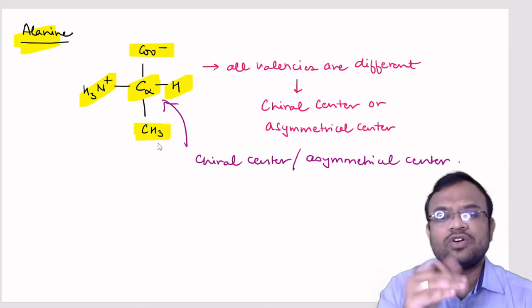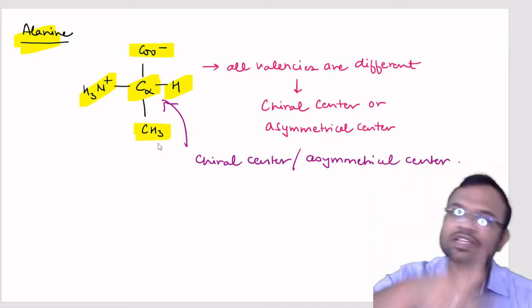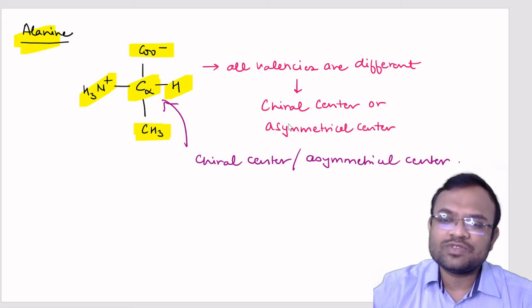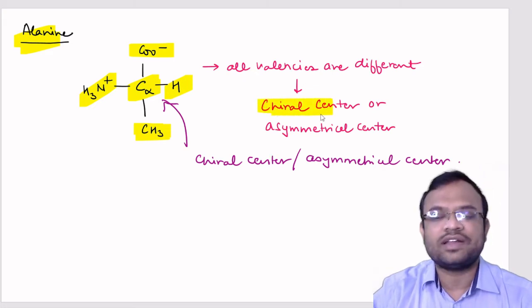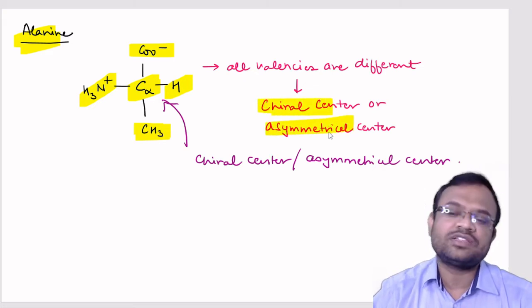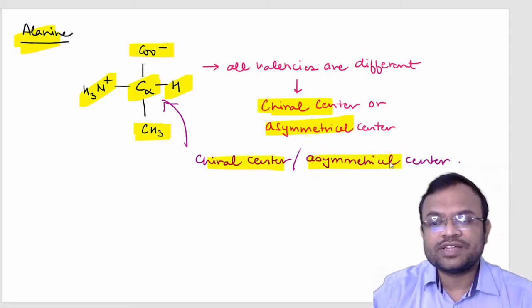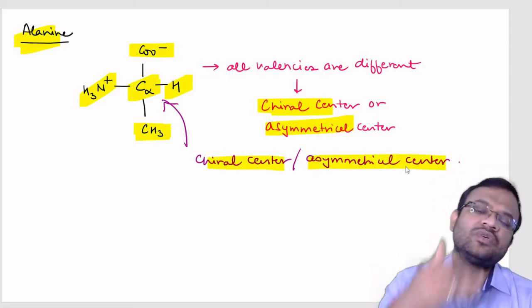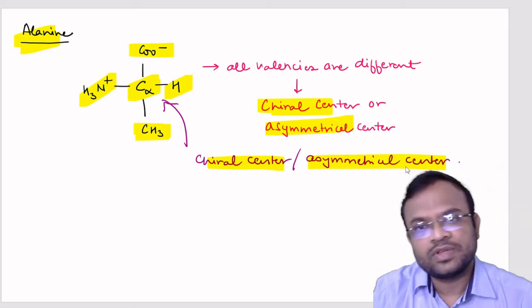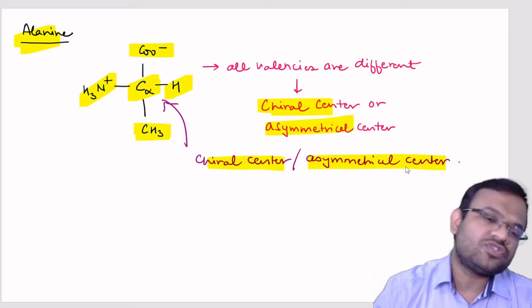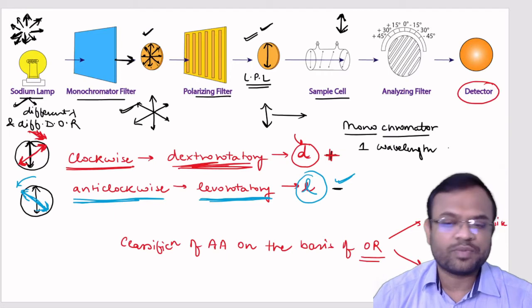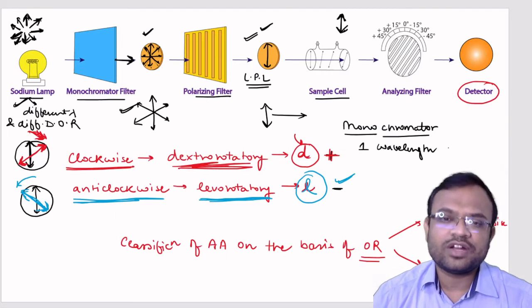Because of the presence of the methyl group, all valencies are different. If all valencies are different, it would have a chiral center or asymmetrical center. And because of this chiral or asymmetrical center, this would show some optical rotation. So alanine would definitely show some kind of optical rotation. Now I believe you would have understood this.